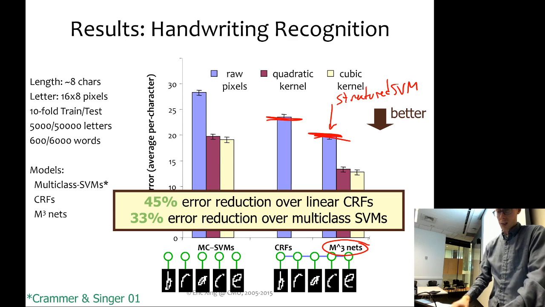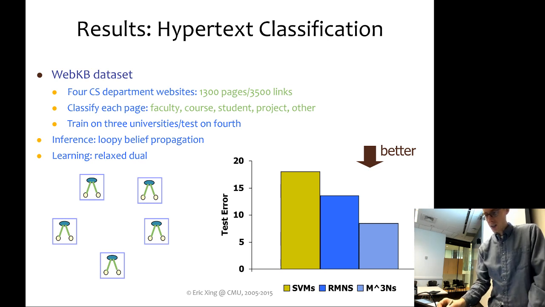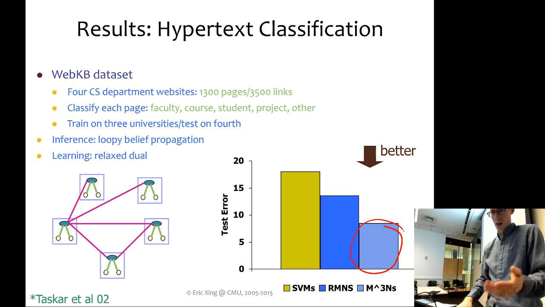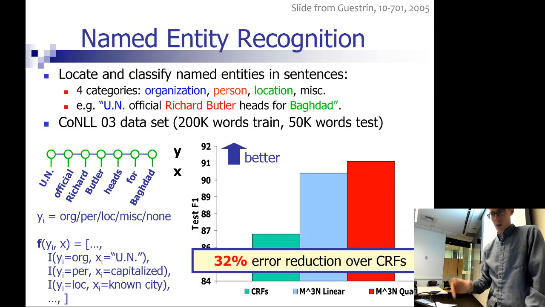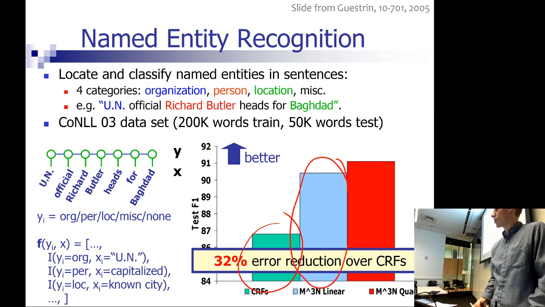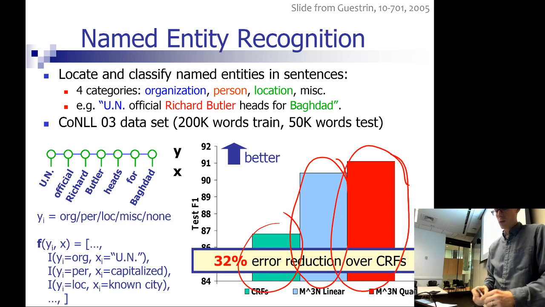So there's a 45% error reduction over linear CRFs. Here is yet another comparison where the structured SVM does better. This is on hypertext classification, where you're looking at connections between web pages. And then on named entity recognition, where higher is better, you can see CRFs are beaten by the linear structured SVM. And it's even better if you use a quadratic kernel within a structured SVM.